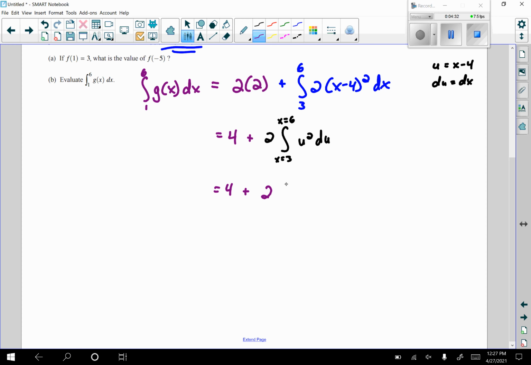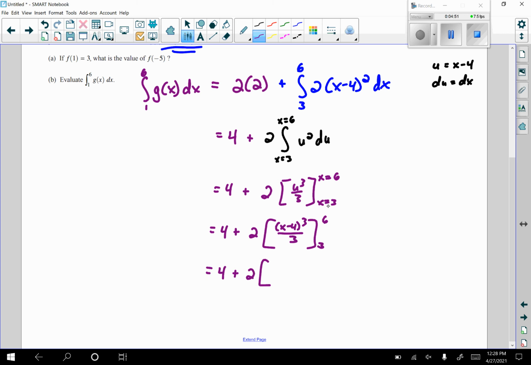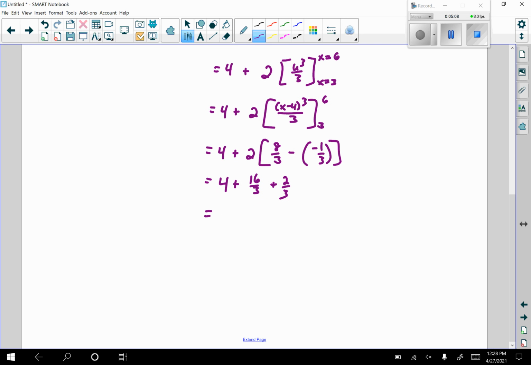So now I get 2 times u cubed over 3, again as x goes from 3 to 6. And then we'll bring back u, which is x minus 4, cubed over 3 as x goes from 3 to 6. So we're going to get 4 plus 2 times 6 minus 4 is 2 cubed will give us 8/3. Minus 3 minus 4 is negative 1. So that's still going to give us a negative 1/3. So we're going to get 4 plus 16/3 plus 2/3. That's 18/3, so we get 4 plus 6, giving us 10.